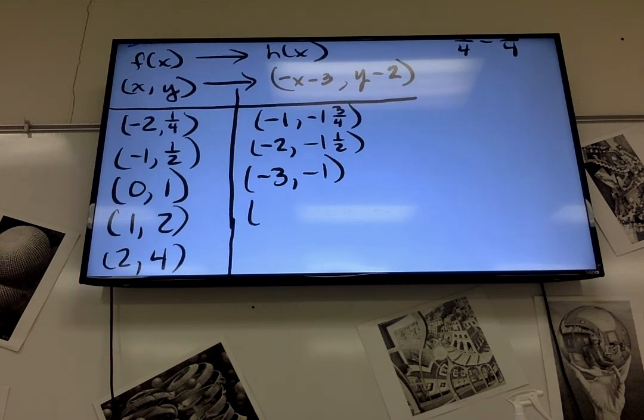Plug in 1, that's negative 1 minus 3, which is negative 4. And 2 minus 2 is 0. Plug in 2, negative 2 minus 3 is negative 5. 4 minus 2 is 2.